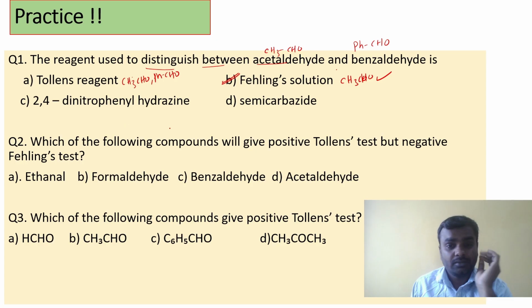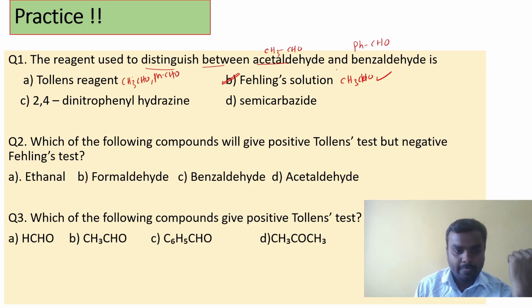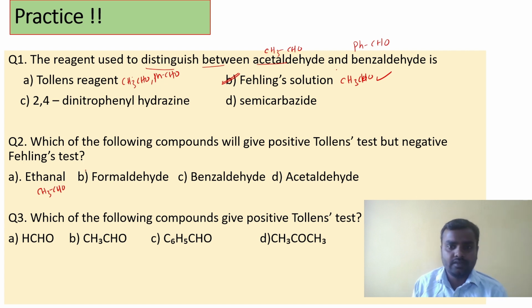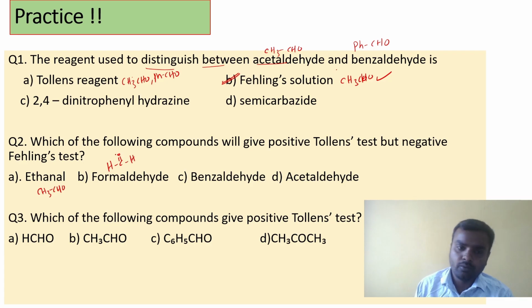Now, question number 2. Which of the following compounds will give a positive Tollens test but a negative Fehling's test? Positive Tollens, negative Fehling's, that is aromatic aldehydes. Acetaldehyde, CH3CHO, is an aliphatic aldehyde, so both Tollens and Fehling's will give the test. Formaldehyde also has the aldehyde group, so it is given by both. Benzaldehyde will be positive only for Tollens, not for Fehling's. They're asking for a negative Fehling's test, so option C is the right answer.